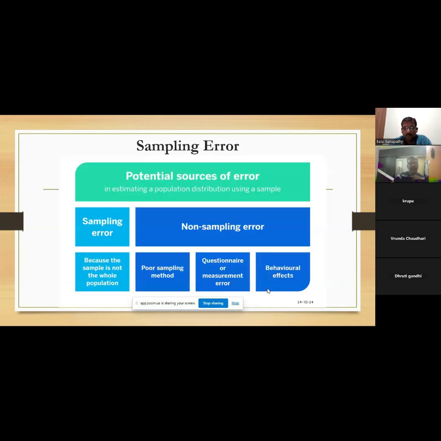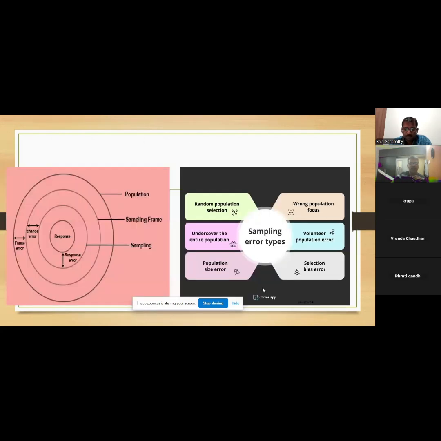Okay, next one, sampling error. There are two kinds of errors: sampling error and non-sampling error. If you take, this is the population, the next round is called sampling. So when you do the sampling, you may make some sampling frame error. I already told you, you can conveniently sample. For example, you are collecting data from 100 schools in one city. You want to collect data from 10 schools. You are measuring the height and weight.